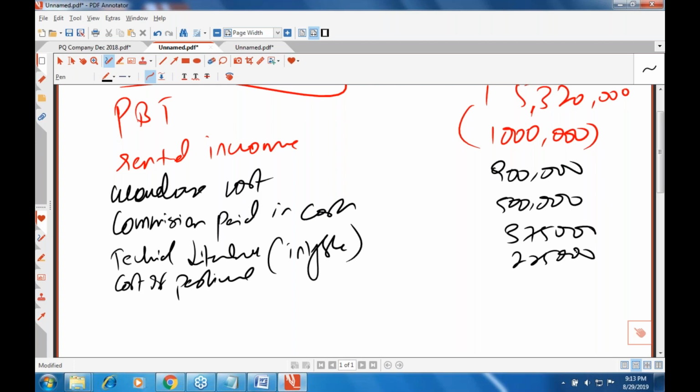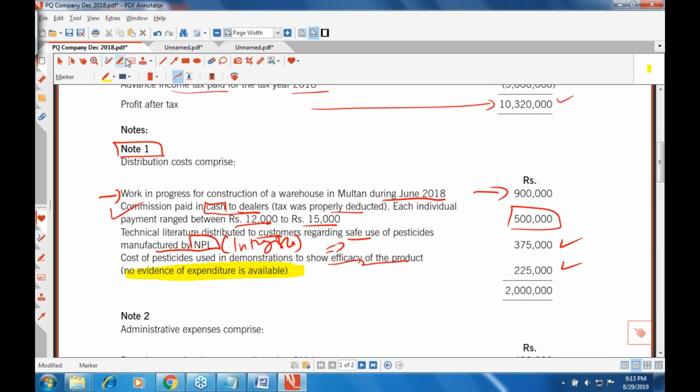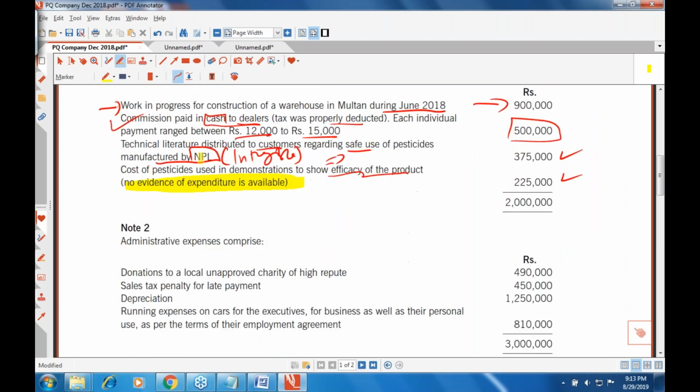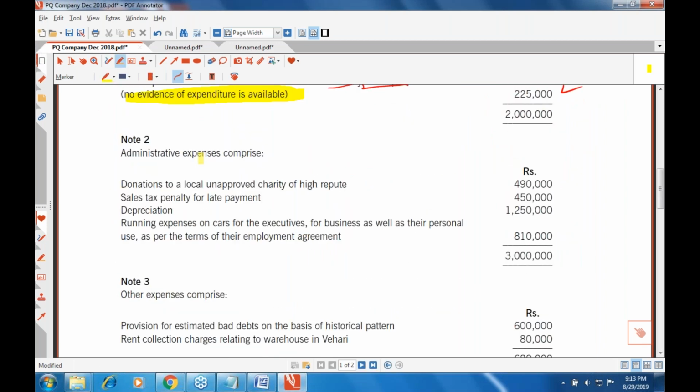Now what next is there? If we move a bit forward, the next situation is note number 2, which is about administrative expense. It says donation to a local unapproved charity of high repute, 490,000. Remember, the donations that we pay, we do not claim them as an expense.